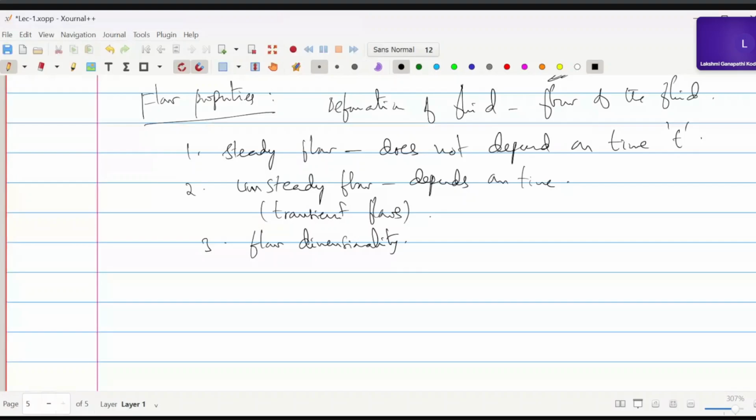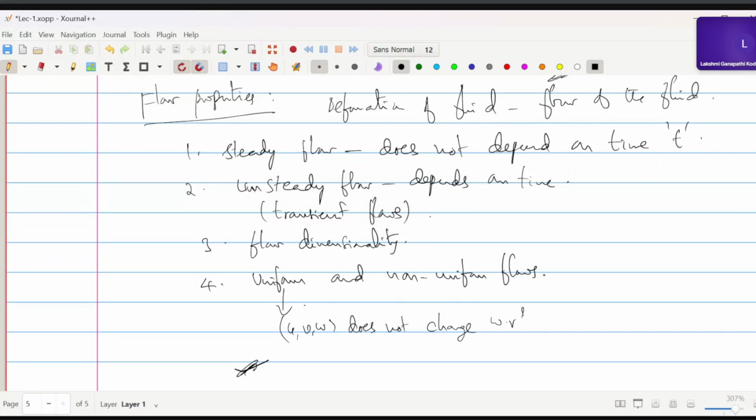Okay, and what are the other things that you have? Uniform and non-uniform flows. Uniform means it doesn't change. So u, v, w, the velocity components of the flow, do not change with respect to space. Then you say it is uniform. If it changes, it is non-uniform.